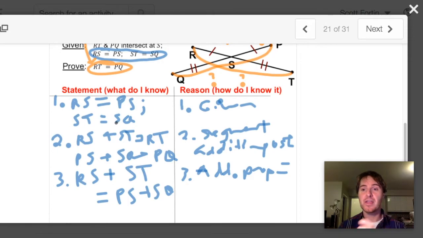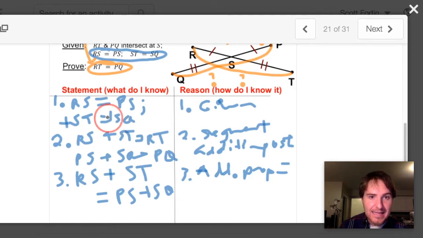You have another statement of equality, RT equaling SQ. So what did you do going from step 1 to step 3? Well, we added the left sides together. Look at this here, RS plus ST, that's right here, and we added the right sides together. Right? We added the right sides together.